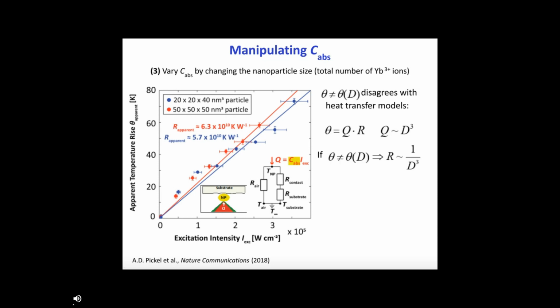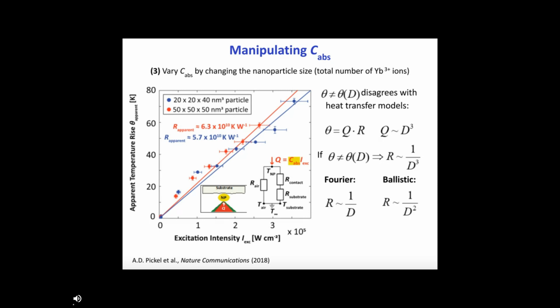The reason for that is that the temperature rise is equal to the heat absorbed Q times the thermal resistance R. We know that Q scales with the nanoparticle diameter D cubed. And so to have the temperature rise theta be independent of D, the thermal resistance R would have to scale as 1 over D cubed.